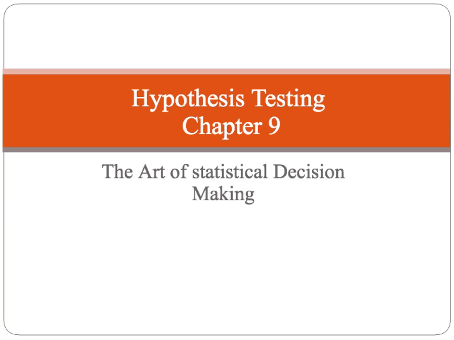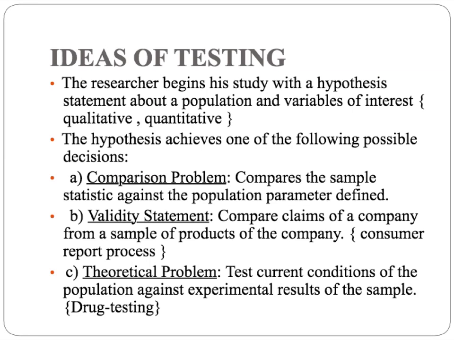Today we're discussing hypothesis testing, Chapter 9. This is the art of decision making. The researcher begins his study with a hypothesis statement about a population and variables of interest, either qualitative or quantitative.